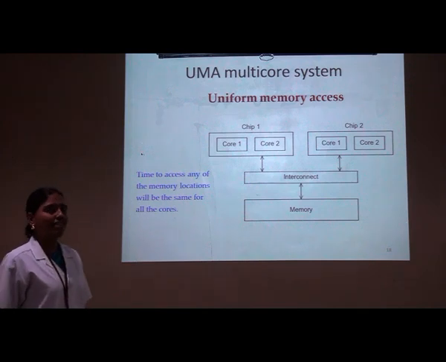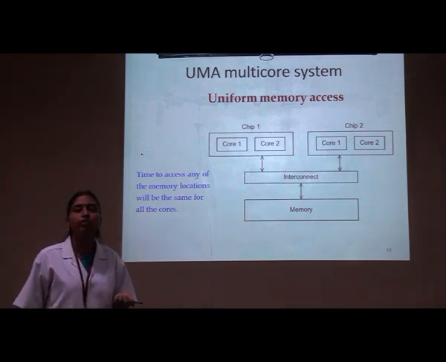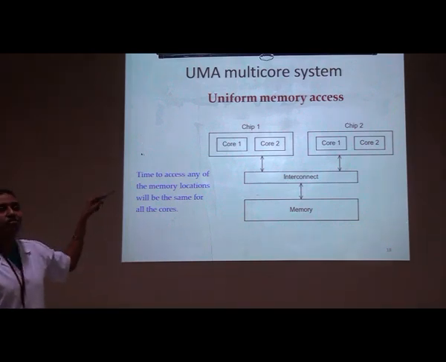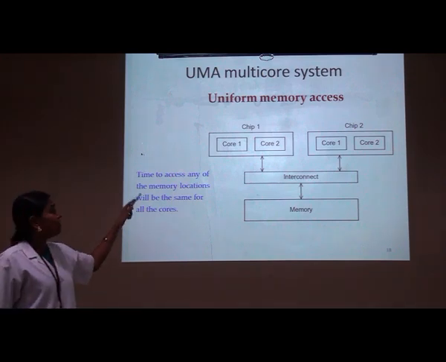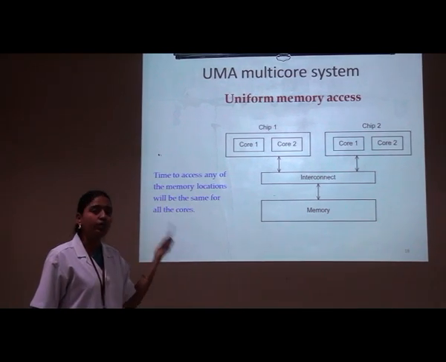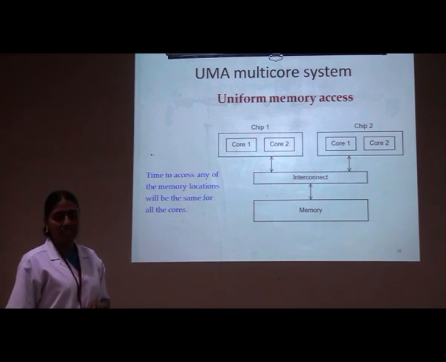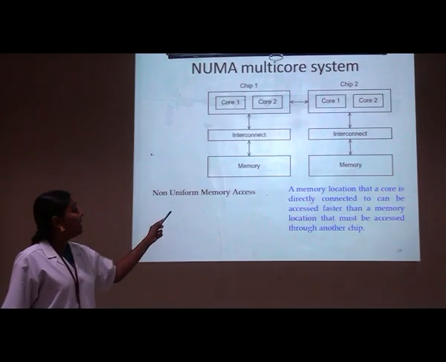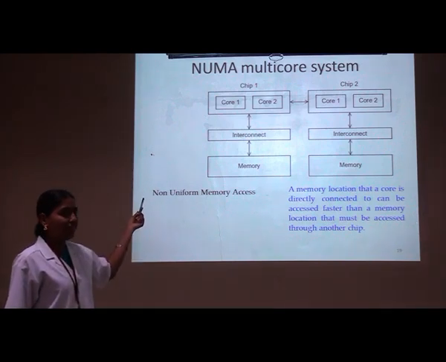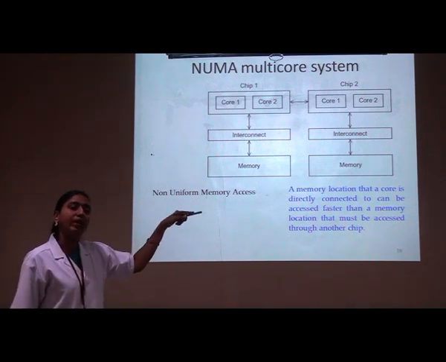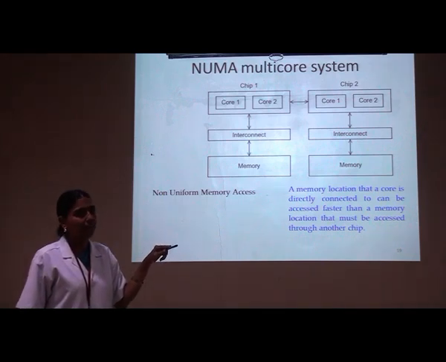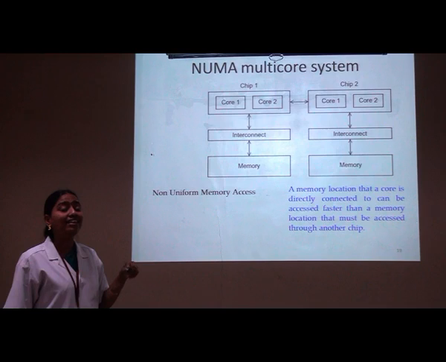Here we have two categories in shared memory systems. One is uniform memory access and the other is non-uniform memory access. In uniform memory access, the time to access any of the memory locations will be the same for all the cores. Whereas in the second category, non-uniform memory access, the memory location that a core is directly connected to can be accessed faster when compared to memory located farther away, right? Near can be accessed sooner and far can be accessed later. This is non-uniform memory access in shared memory systems.